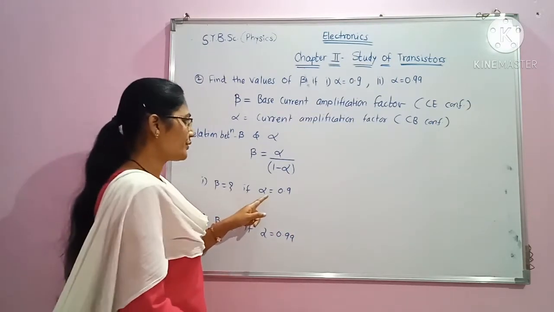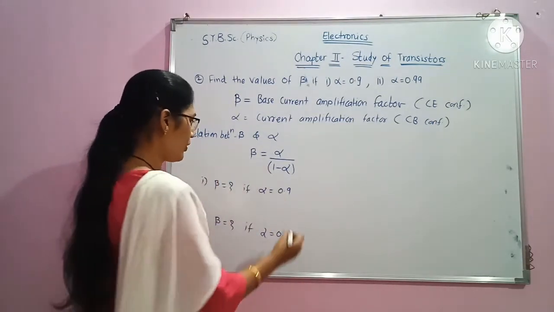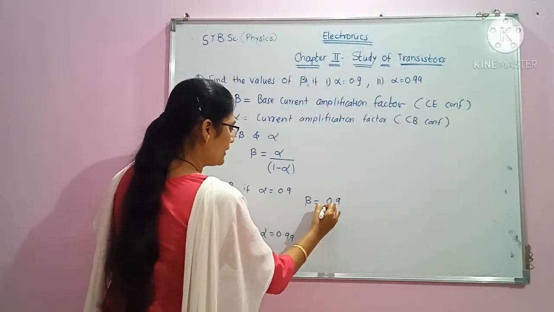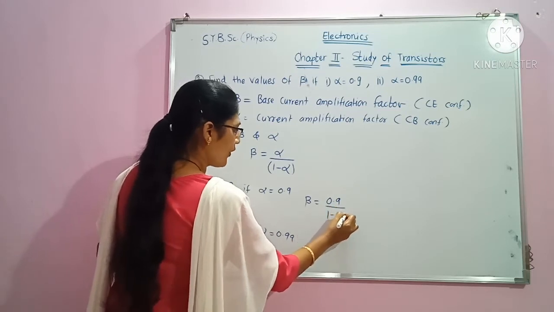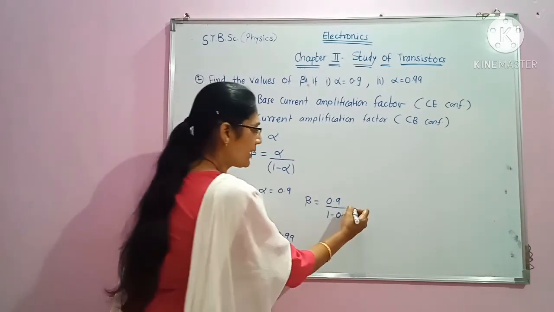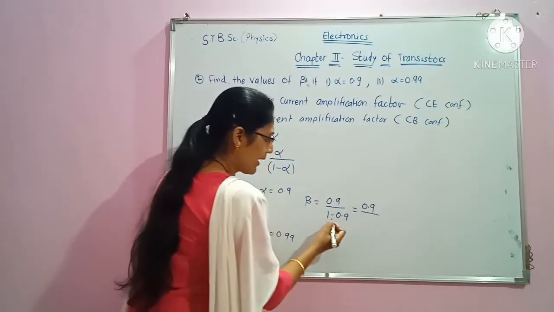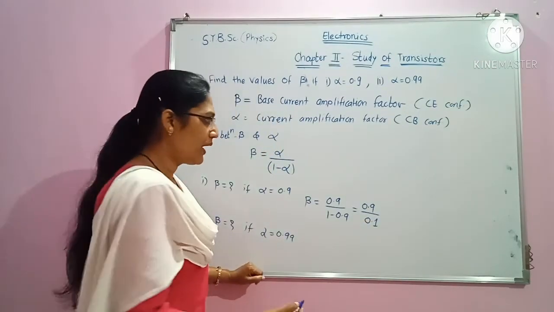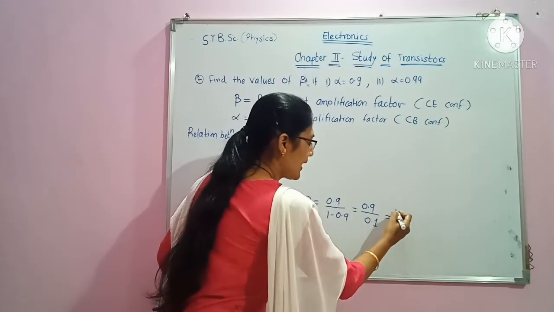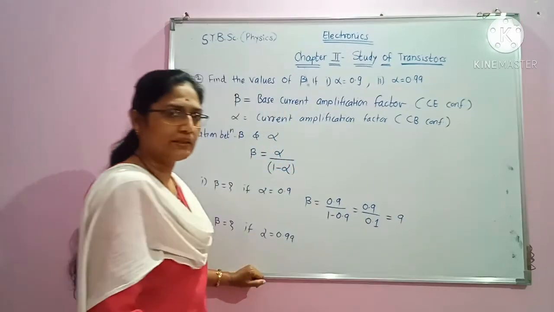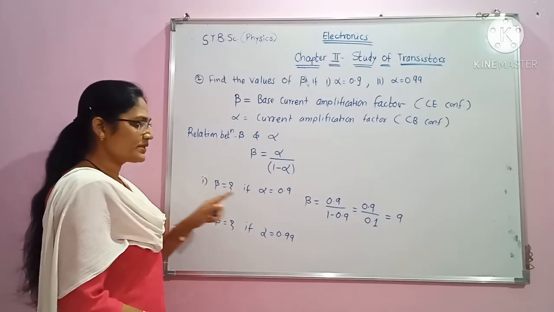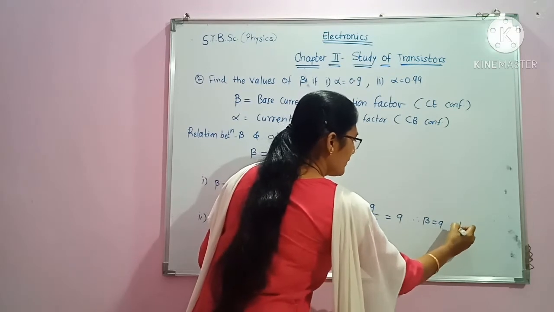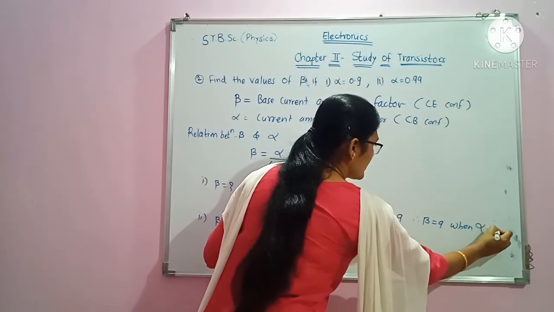So we will substitute the value of alpha in the above formula. Beta is equal to alpha upon 1 minus alpha, that is 0.9 divided by 1 minus 0.9. Then 0.9 divided by 0.1 gives us 9 upon 1, which is equal to 9. So the beta value is 9 when alpha is equal to 0.9.